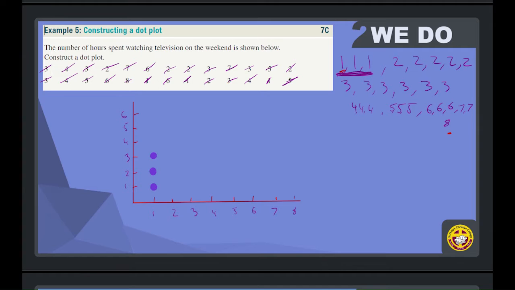We can see quite easily there's 3 1s, so we put 3 dots over the 1s column. There's 5 2s. I'm using my highlighter here just because it looks a bit more like a dot, but you can do these in pen. We have 6 3s, 3 4s, 3 5s, 3 6s, 2 7s, and an 8. And there we have it. That's all there is to drawing a dot plot.